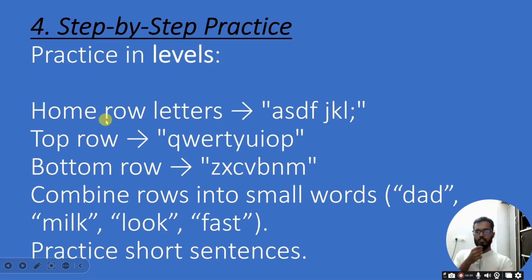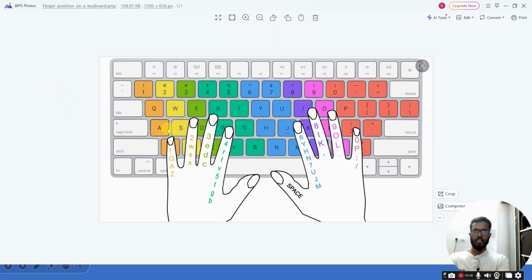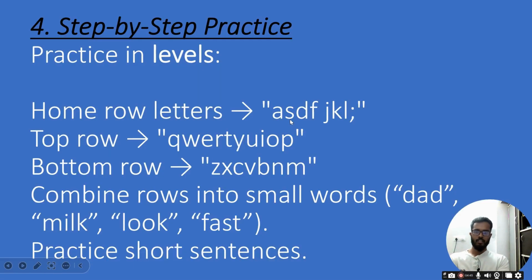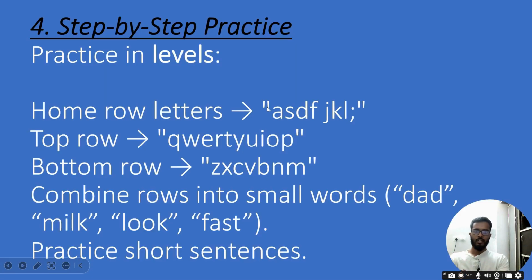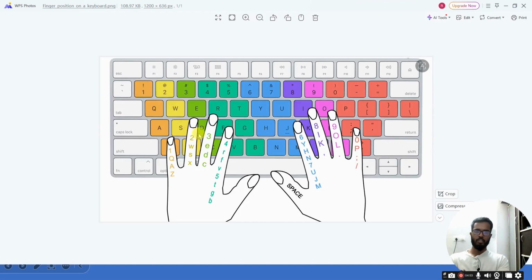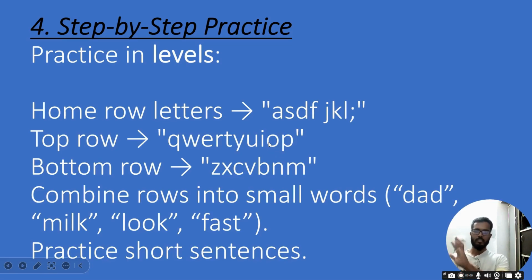So level one is typing home row letters, like I showed you. Home row is nothing but the ASDF line. You should be familiar with this row in level 1. In the second level, you should be familiar with the top row, which is QWERTY. The third level is the bottom row, ZXC, the third line, which contains alphabets.